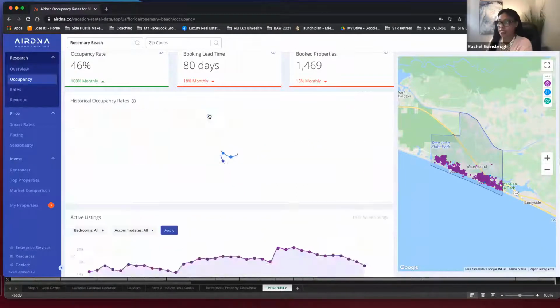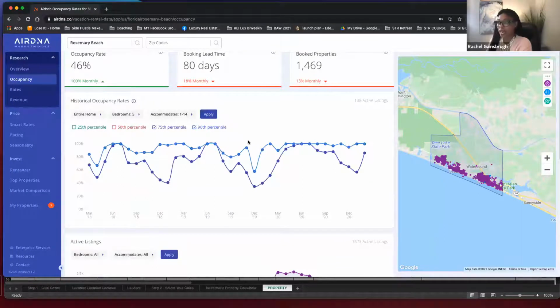And when I select apply, you can see here around July of 2018, you were at 100% occupancy rate for the top 90th percentile as well as the 75th percentile. However, in January, you were at 98% occupancy rate for the top 90th percentile and only 41% occupancy rate for the 75th percentile.